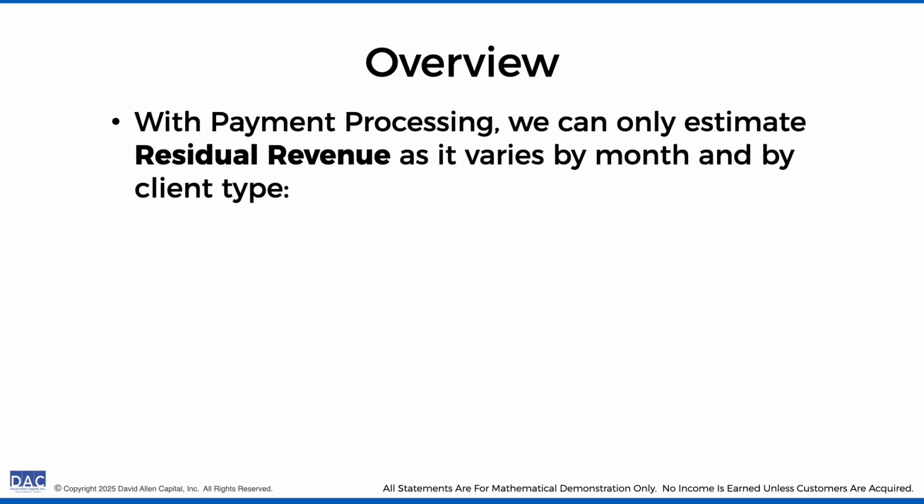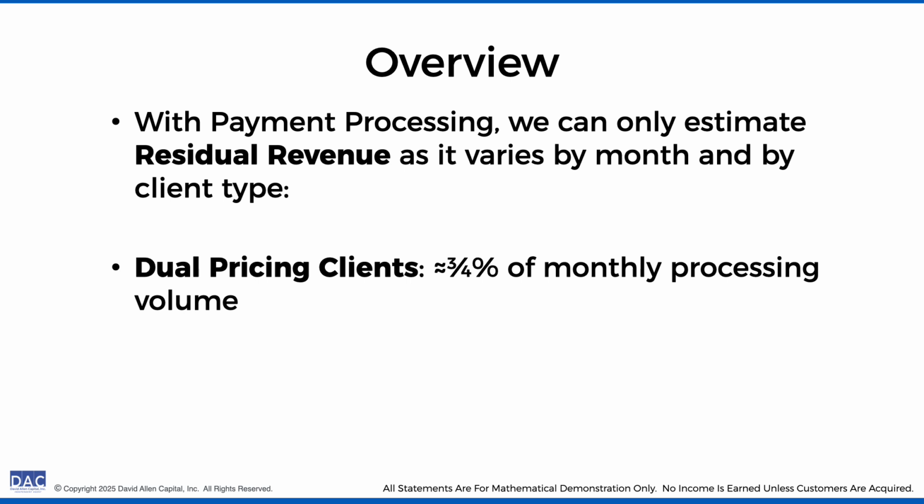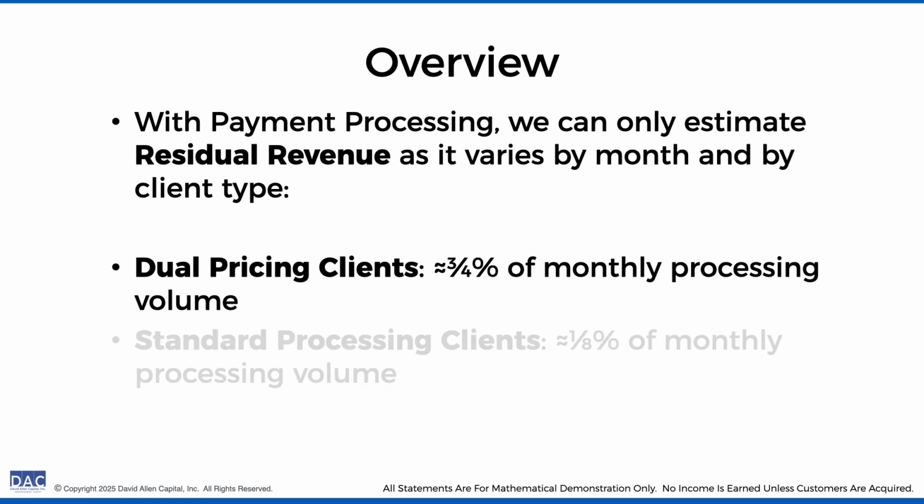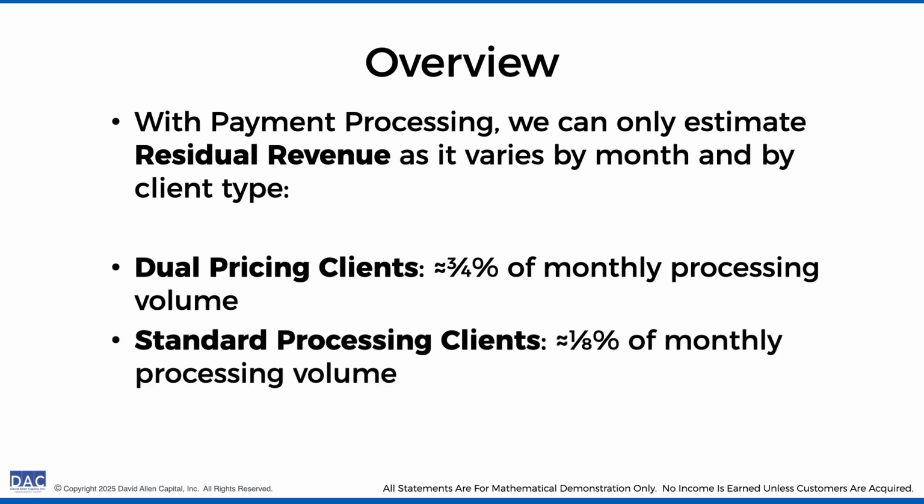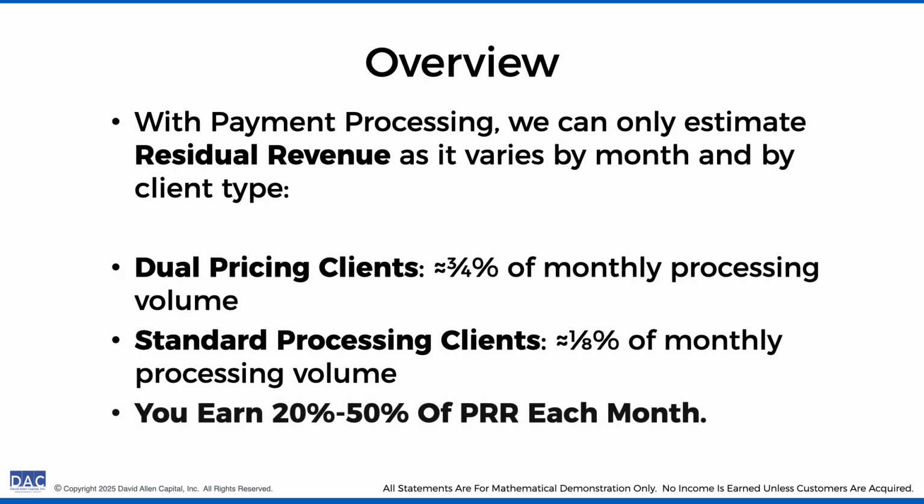What we can say though is, for forecasting, dual pricing clients will generally be about 0.75% of the monthly processing volume. Now that's once they're doing 10,000 or higher, right? Less than that, it's going to be lower. But standard processing is only going to be about 1/8% of monthly processing volume, about 6 times less. Why? There's just not near as much profit in the standard processing. Again, you earn 20 to 50% of that personal residual revenue each month.